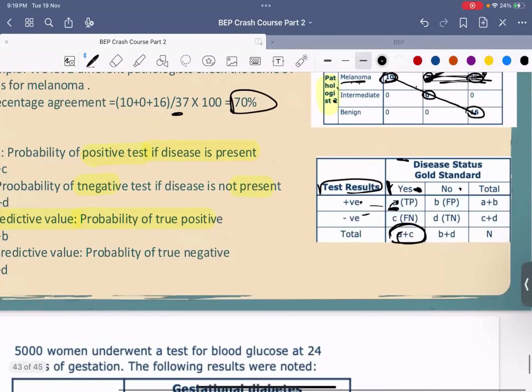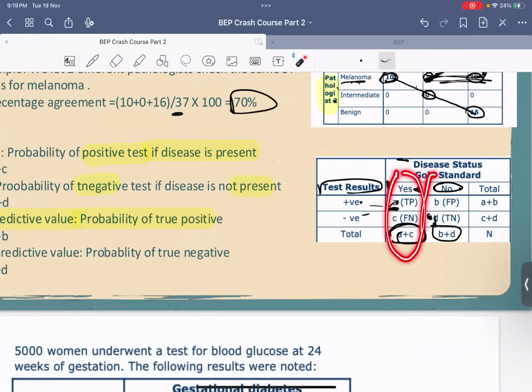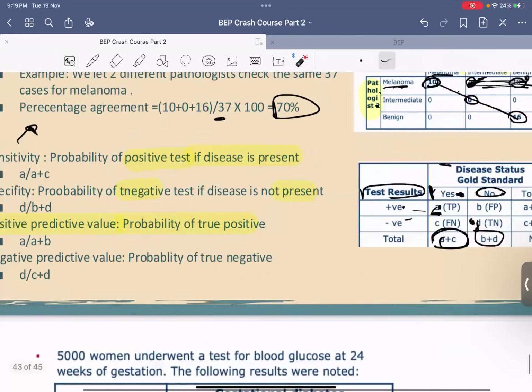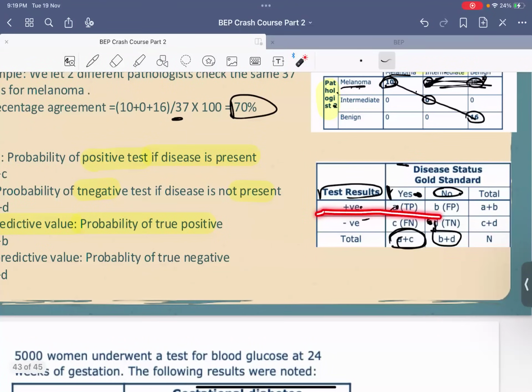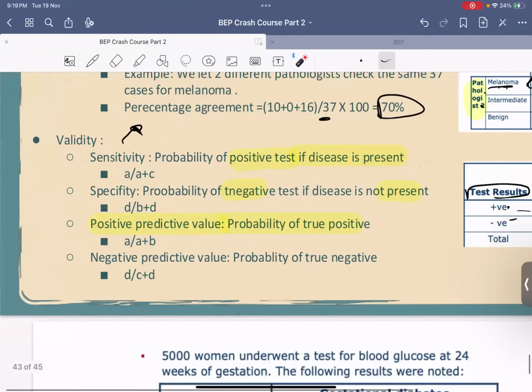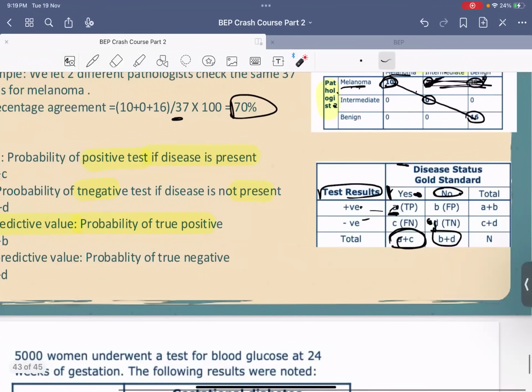Specificity is how many people tested negative who did not have the disease. So D over B plus D. Okay. So in sensitivity and specificity, we go downwards. In positive predictive value, we want to see how many people who tested positive are actual positives. So A over A plus B this time. Then for negative predictive value, the same: D over C plus D. Okay, so for predictive values, we go horizontal. For sensitivity and specificity, we go down.